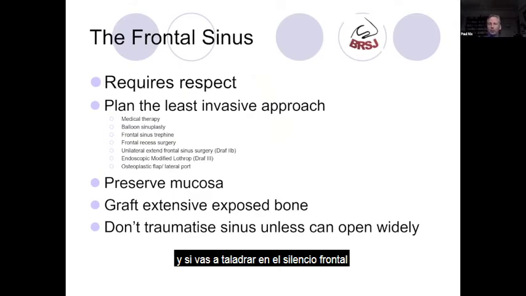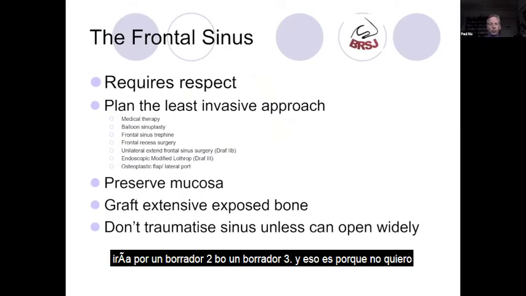And if you are going to drill in the frontal sinus, I would go for a draft 2B or a draft 3. And that's because I don't want to traumatize that sinus mucosa unless I can open up really widely. The essence is really to preserve as much mucosa in that frontal recess as possible. And if we are exposing any bone, then try and graft it.